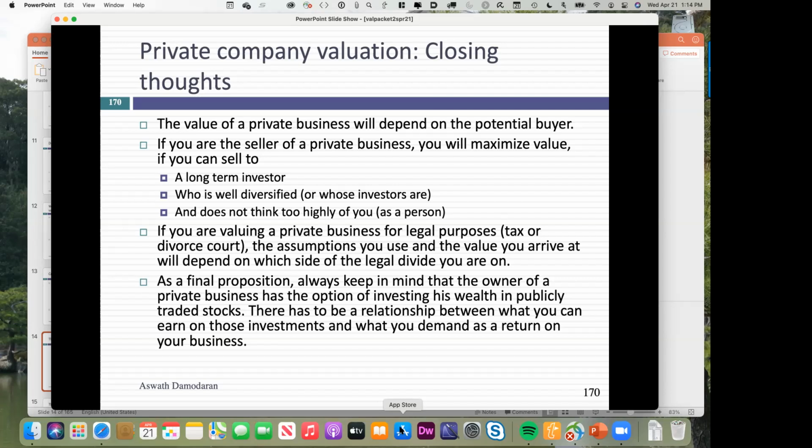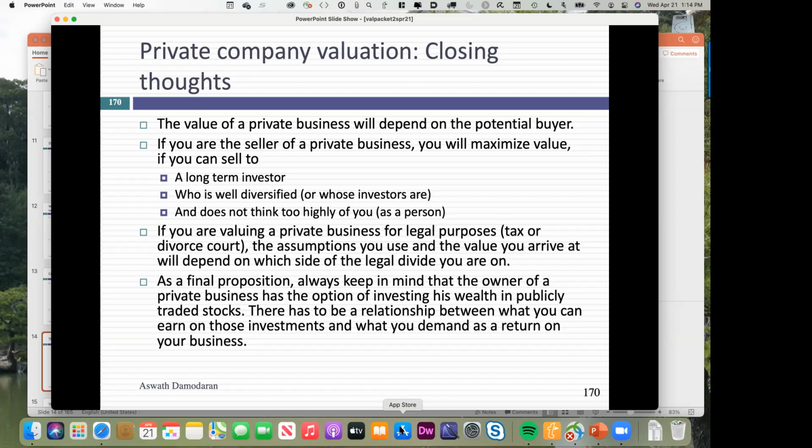So let's summarize what we've learned in valuing private companies. The value of a private company will depend on who the potential buyer is. I cannot value a private company without knowing who you plan to sell it to. And your value is going to be greatest if you sell to somebody who's a long-term investor, who's well-diversified, who doesn't care about liquidity. You see why? If you're well diversified, I can use a market beta. You don't care about liquidity, so I don't care about the illiquidity discount. So the best potential buyer for a private business is often a public company or a diversified investor, not another private individual.